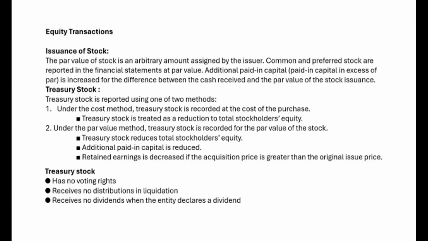Treasury stock. Treasury stock is reported using one of two methods. The first is under the cost method. Treasury stock is recorded at the cost of the purchase, and is treated as a reduction of total shareholders' equity. And the second, under the par value method, treasury stock is recorded at the par value of the stock. Treasury stock reduces total shareholders' equity. Additional paid-in capital is reduced, and retained earnings is decreased if the acquisition price is greater than the original issue price.